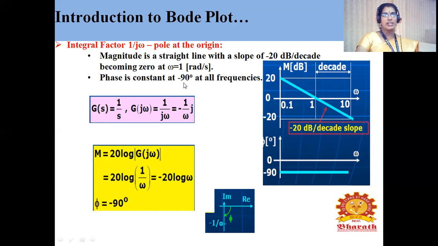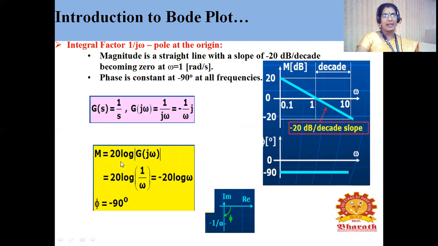Okay, so the phase is constant at minus 90 degrees at all frequencies. So this is a constant value. For magnitude, it will be minus 20 decibels per decade, and for phase, it is minus 90 degrees. This is the standard value for the integral factor 1 by j omega. So g of s is equal to 1 by s, g of j omega is equal to 1 by j omega, which is equal to minus 1 by omega into j.